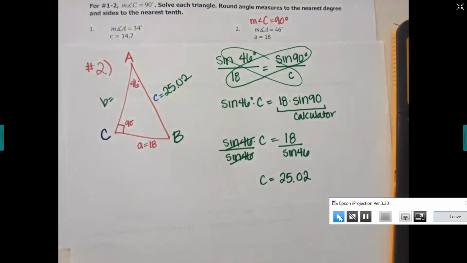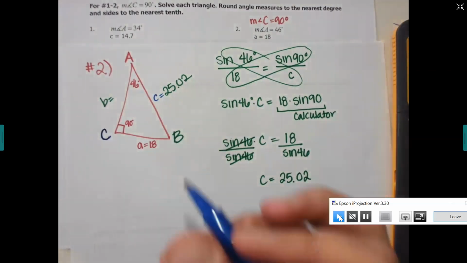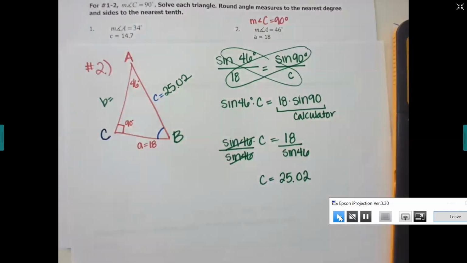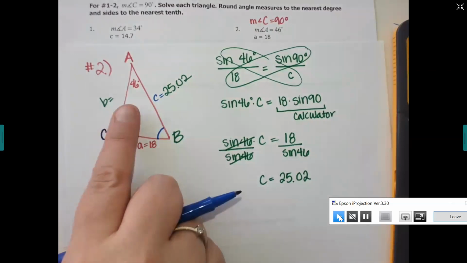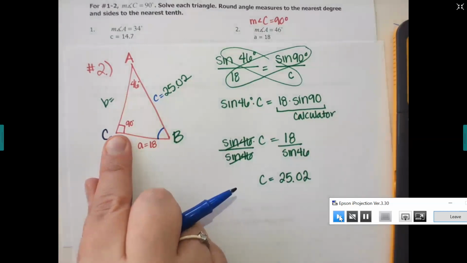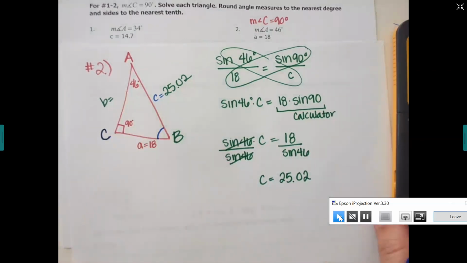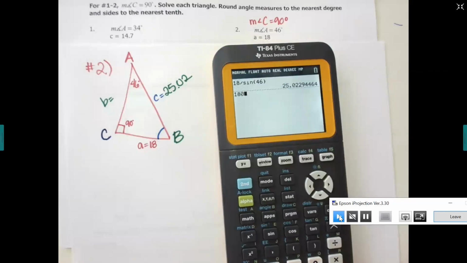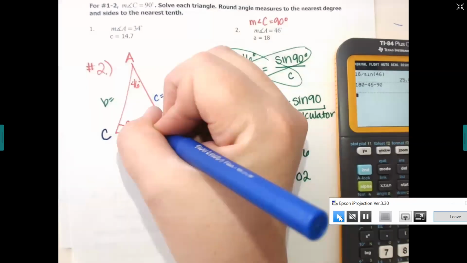So to find this angle down here, put 180 in your calculator and then do 180 take away the 46 and the 90. Whatever is left over has to go in this corner down here. So I'm going to do 180 take away 46 take away 90. We have 44 degrees left in this corner.